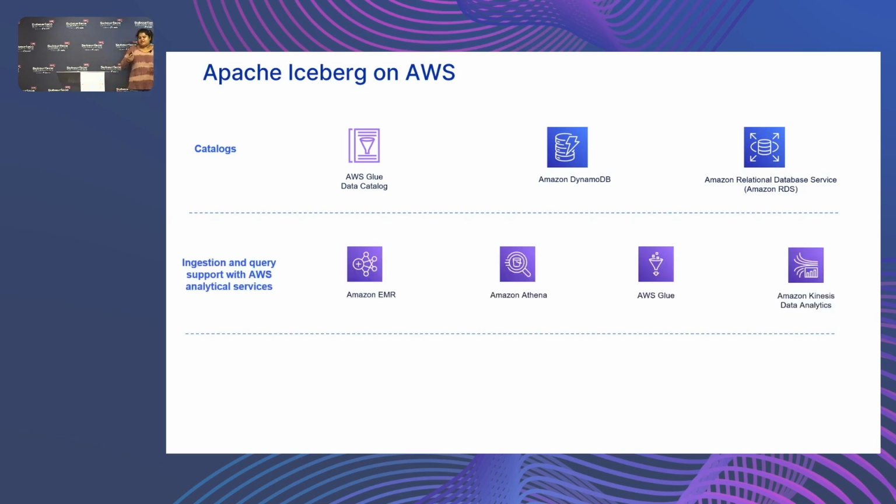And next is coming to the ingestion and the querying layer. There are several services on AWS that integrate with Iceberg for the purpose of ETL. You can use EMR, which I'm going to talk about shortly. You can use Athena, both for running interactive queries on your Iceberg data lakes, and you can also use Athena for ETL purposes, which some of our customers do. And there is support for Glue ETL and also Kinesis Data Analytics. Kinesis Data Analytics, KDA, is built on Flink.